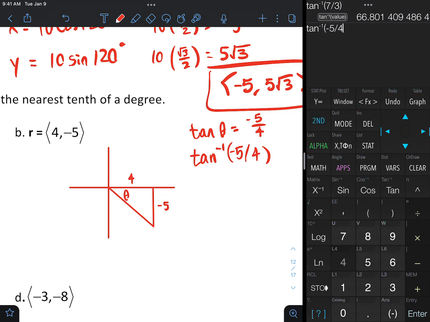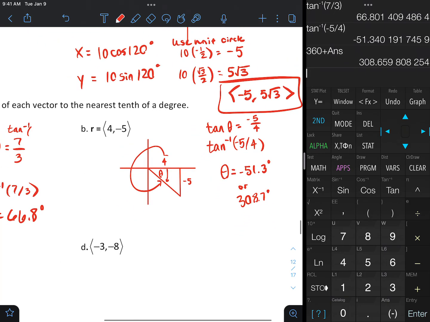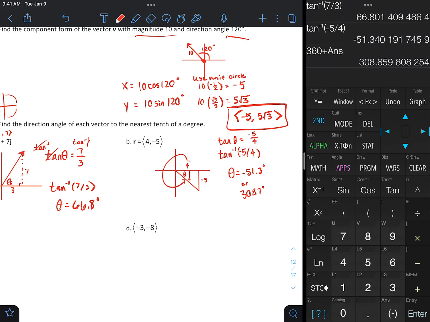You can even type it with the negative. If you type it with the negative, it will give you that theta is -51.3, which means you're going down 51 degrees. So you can leave it like that, or you could add 360 to it if you want to get the full rotation. So just 360 plus your answer. I guess you could say 308.7 degrees. Normally -51 I think should be sufficient, but either of those should work.